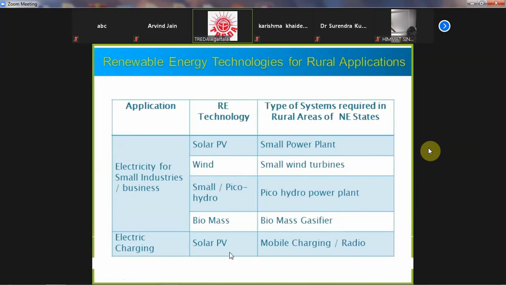And for electric charging, mobile charging, radio, and nowadays some battery operated vehicles are also there. So we can set up some solar charging stations in rural areas for charging our vehicles. We can also use it in our home for mobile charging, radio, etc.